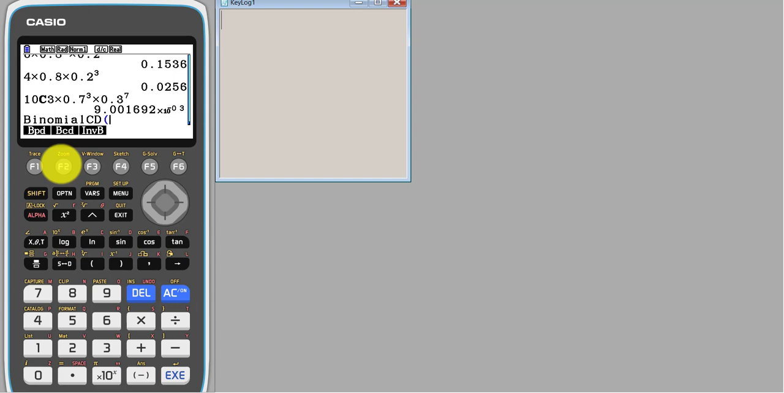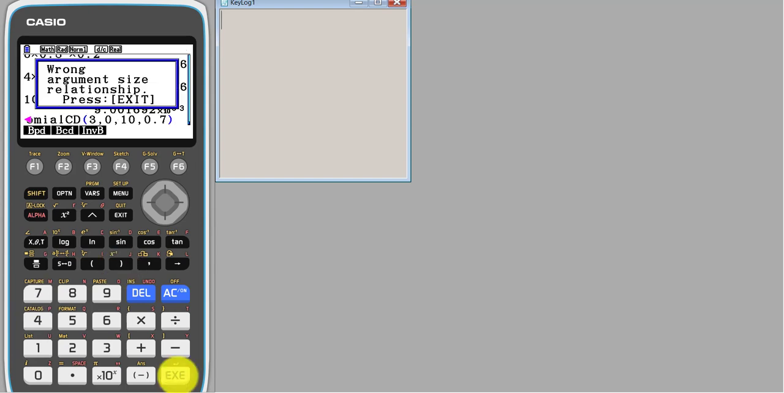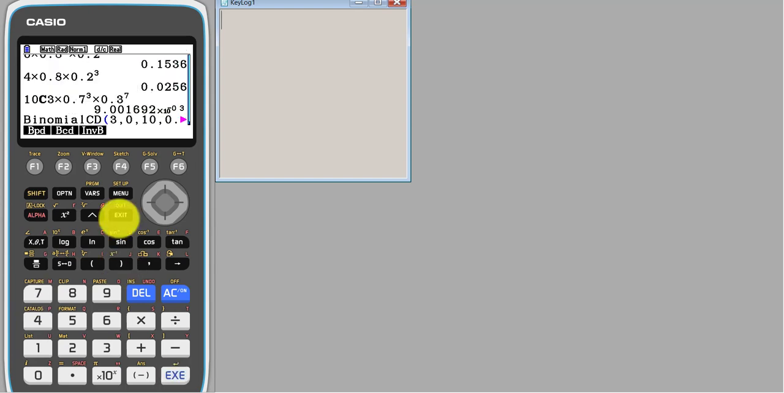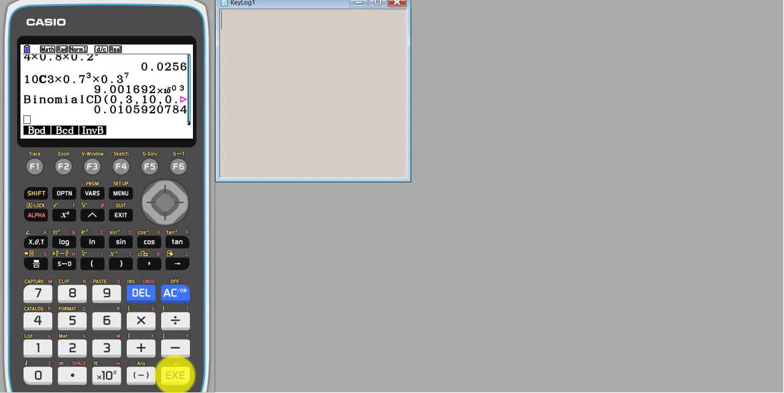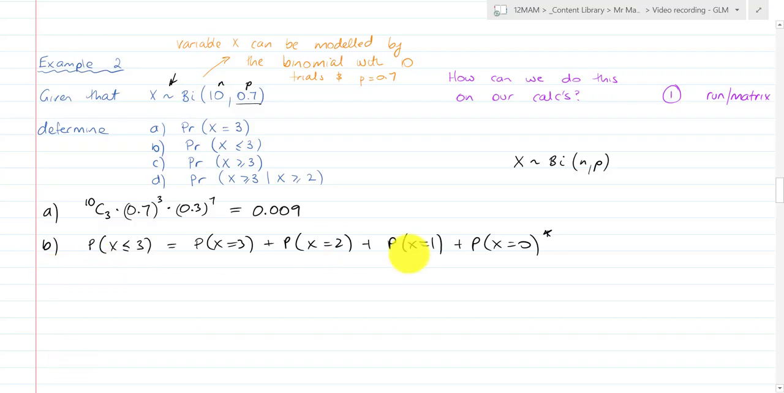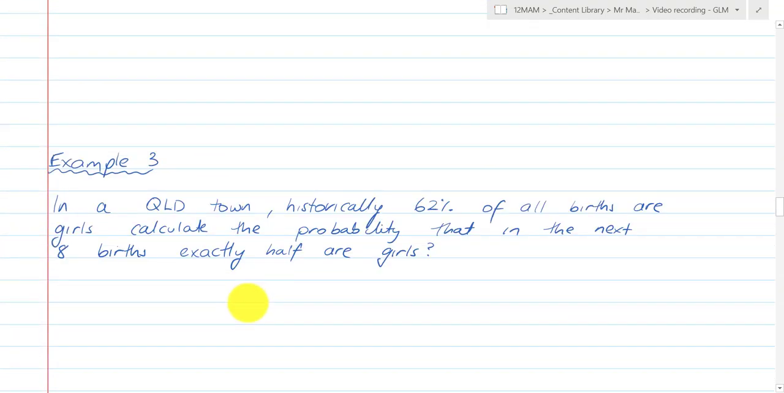For binomial CD, the notation is to put your range in first, starting with the upper bound, comma, lower bound, comma, n, comma, p, close brackets, execute. You'll have to forgive me, because I think actually it's meant to be the lower bound then the upper bound. So let's try this again, and we get 0.0106. So in part B we get that this is equal to 0.0106.